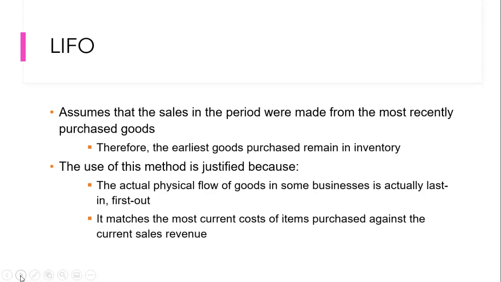So if we have a pile of plywood sheets, the plywood sheet on the bottom of the pile, which is the oldest one, is not going to be sold first. The most recent plywood that's at the top of the pile is going to be sold first. And it matches the most current costs of items purchased against the current sales revenue. And so this helps us with the matching principle that we learned about back in Chapter 5.